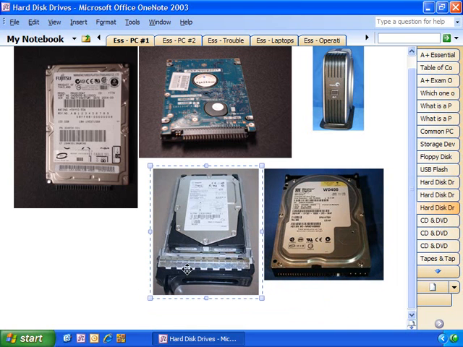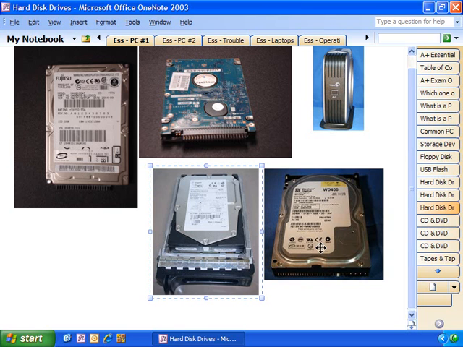This is a hard drive that's mounted in a hot swappable case, and it's in a hot swappable case in case, say, it fails in a server, and you want to swap out that hard drive without ever shutting down the server. Now you have to have special hardware in the server to allow you to not lose your data and to be able to hot swap that hard drive. Just take out the bad one and replace it with a new one without ever shutting down the server.